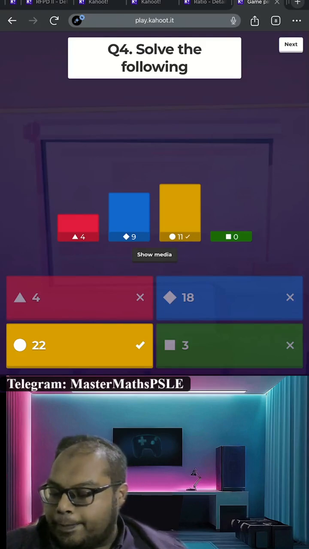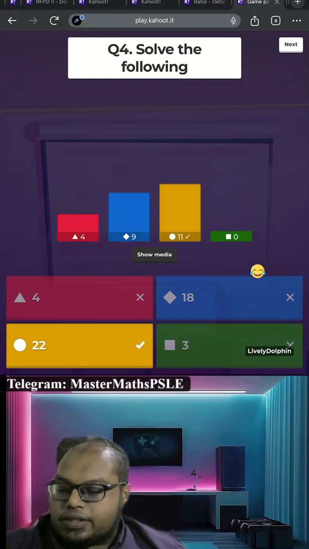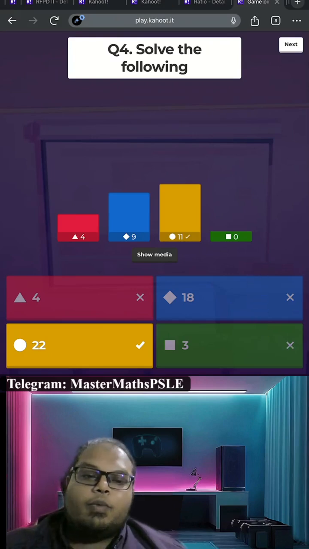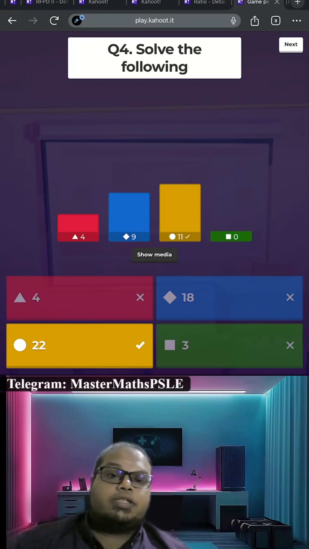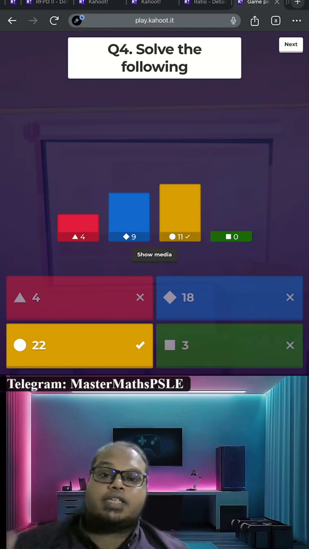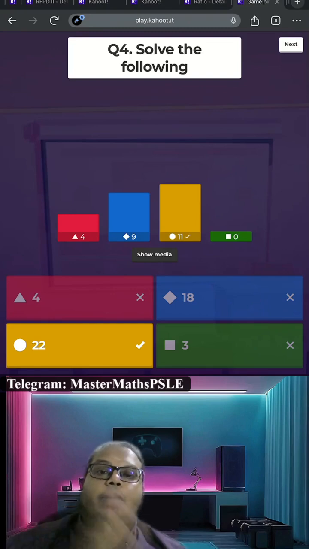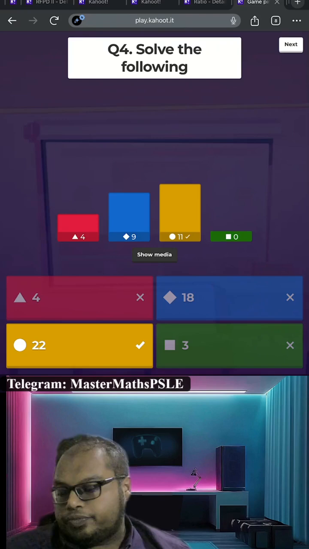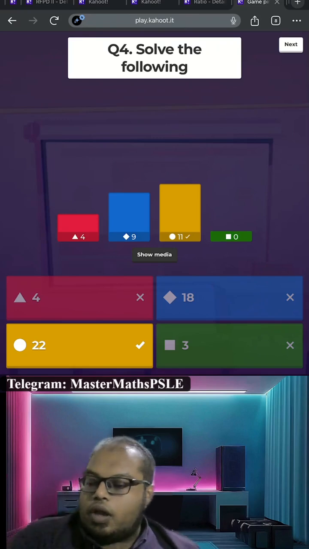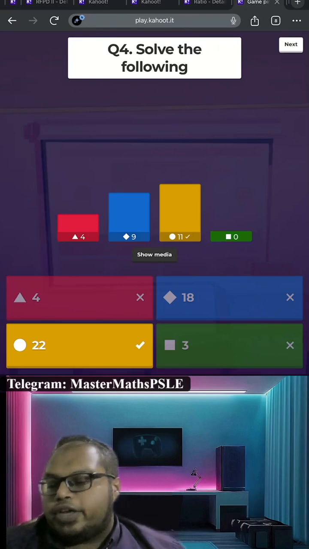Okay, yes, the answer is 22. I see there is quite a number of you who put 18. If you calculated 18, probably 18 was the age 4 years ago. So you must remember to plus 4, and the answer is 22. And no, it's not 4 and it's not 3 lah.